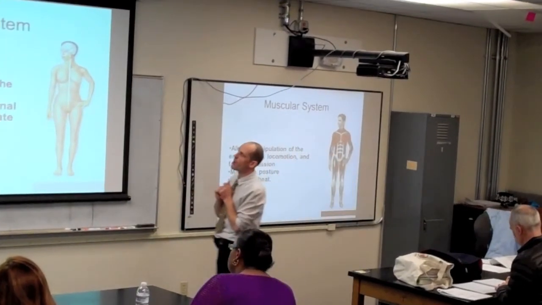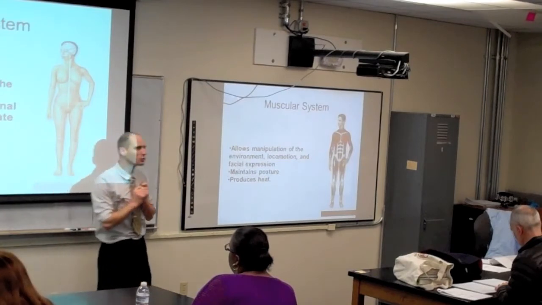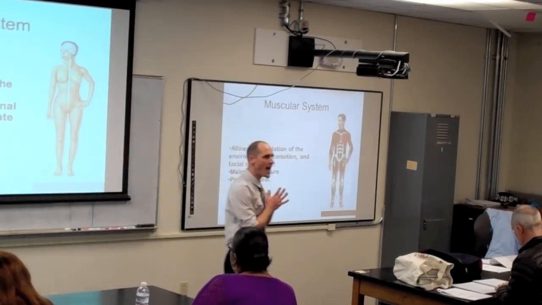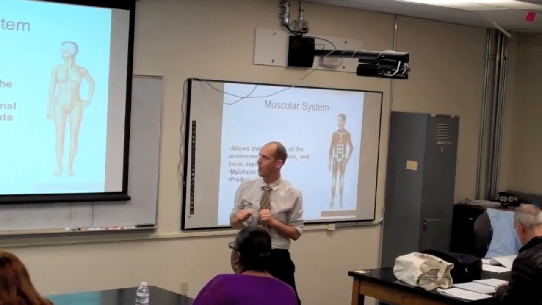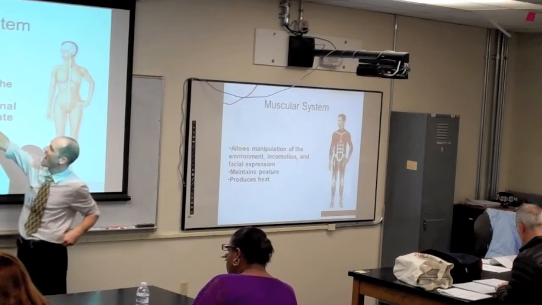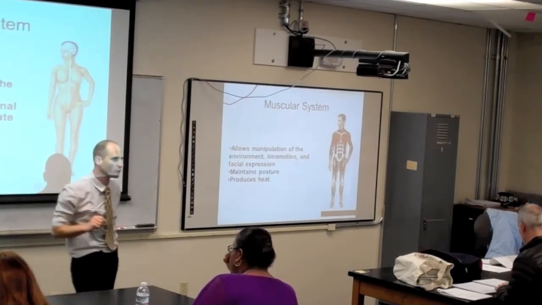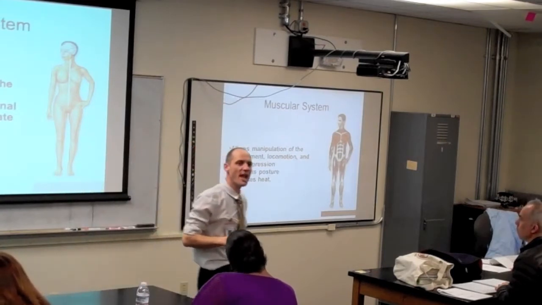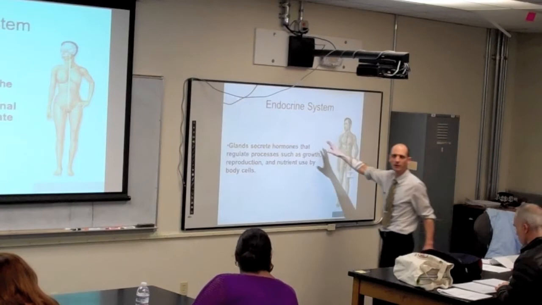The next system is the nervous system, and the nervous system controls and coordinates all of our body functions, all of what we do. It is a fast-acting control system. We also have a slow-acting control system. That's the endocrine system, and those are our glands.